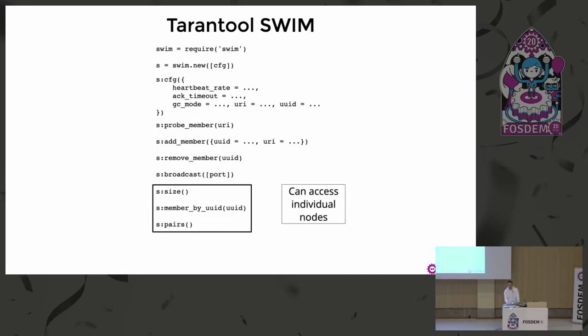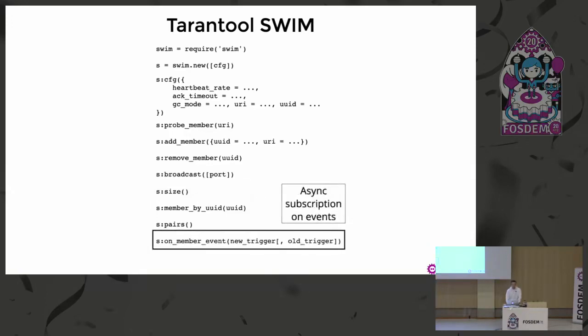You can access individual nodes to take a look at member table size, or fetch individual member and look at its current status, its incarnation number, UUID, IP port, and some other attributes we will look at later, and iterate over member table calling pairs. Pairs is used in Lua language in for cycles. You can subscribe on events so as not to poll member table manually with some period. Your function will be just called immediately after any update.